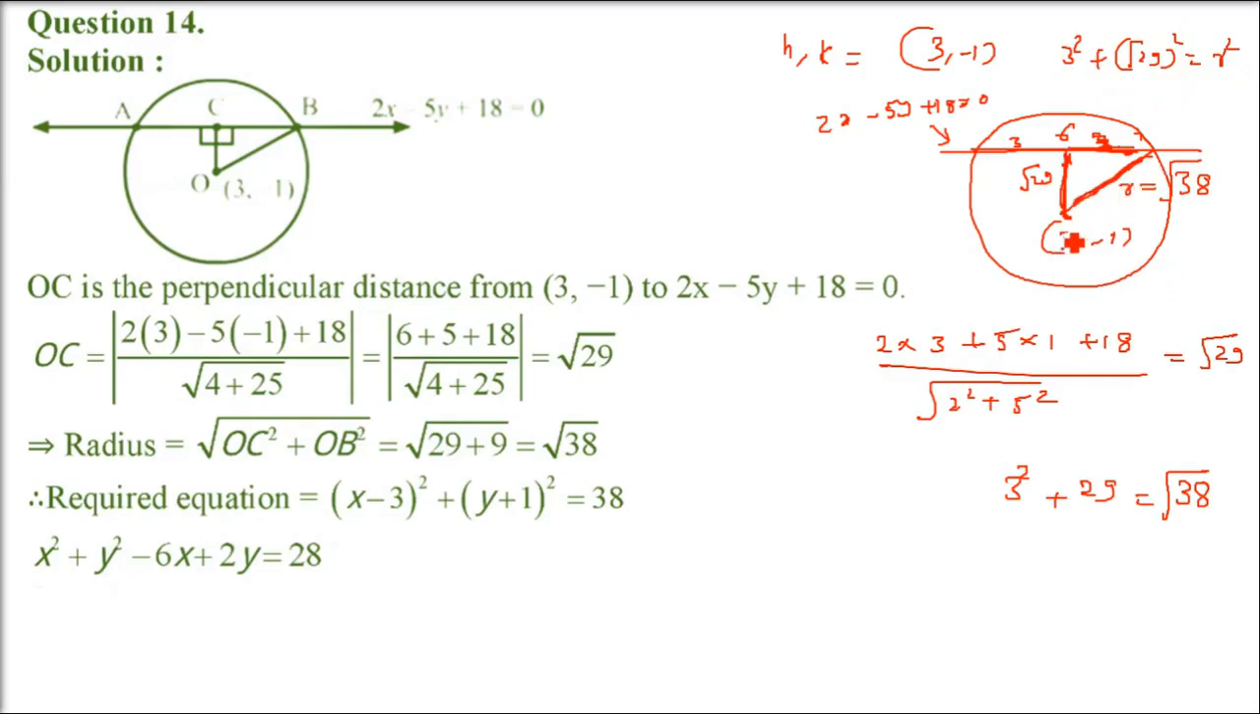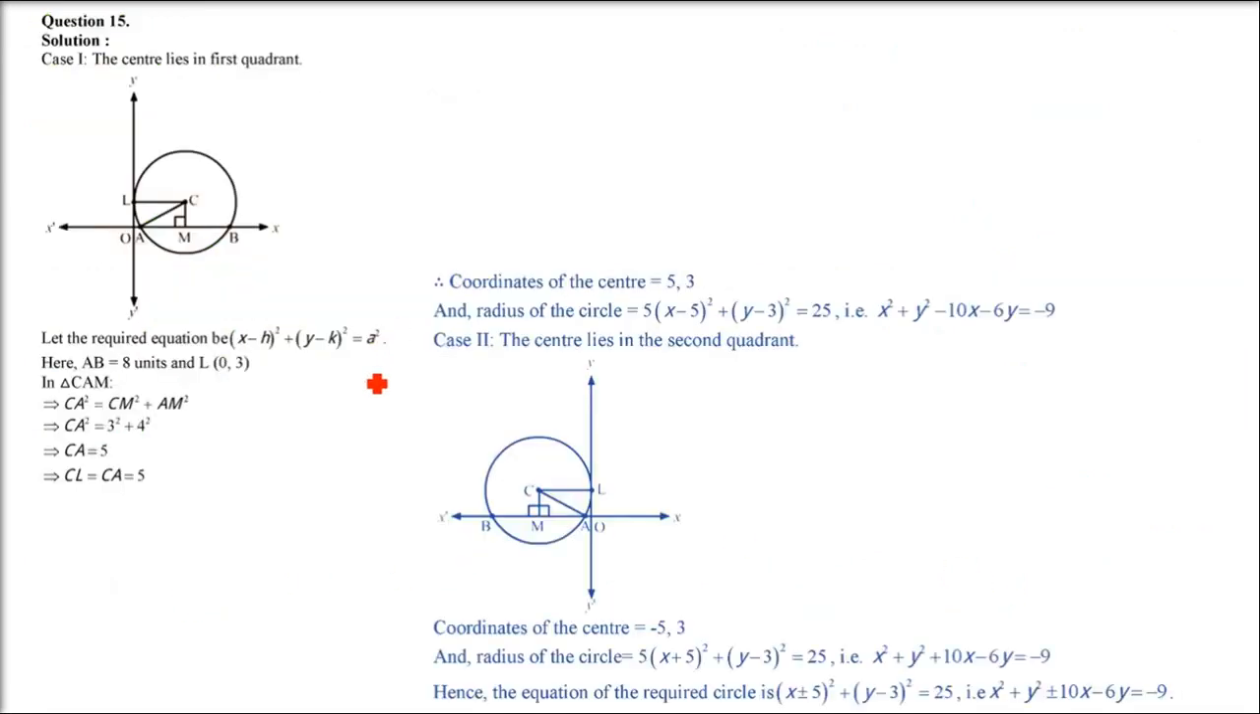Center we already know: (x minus 3) whole square plus (y plus 1) whole square equals 38. When you open this, this is the equation.